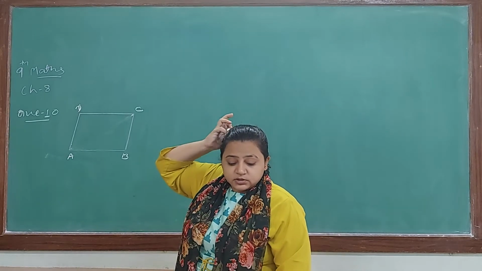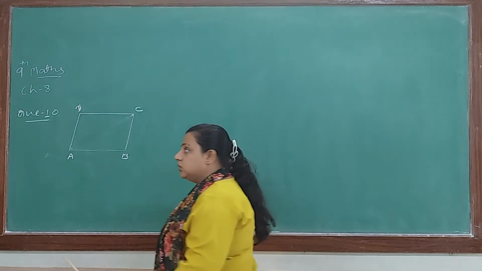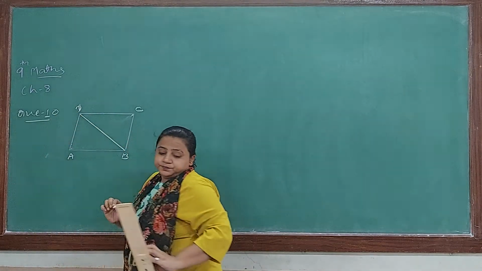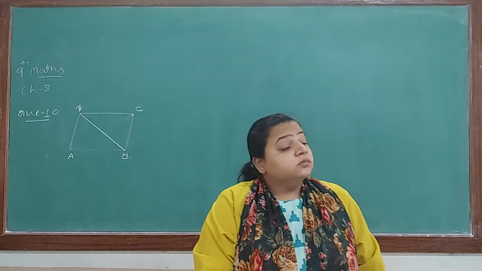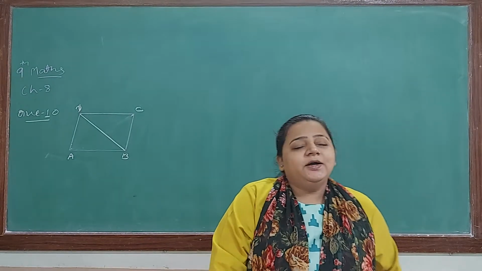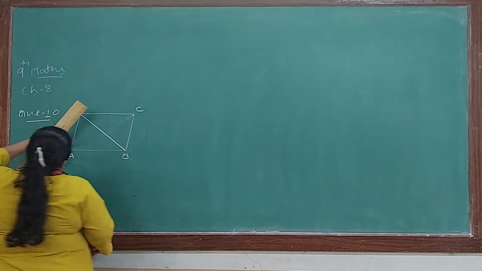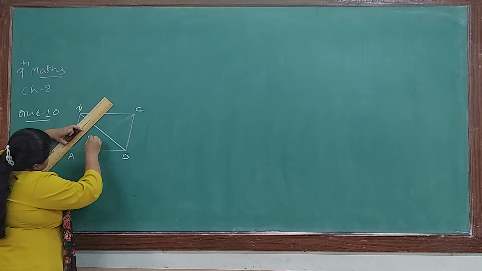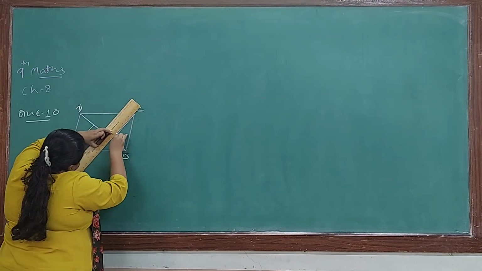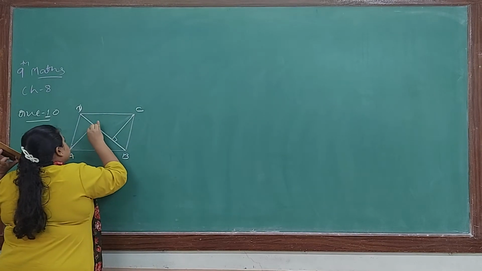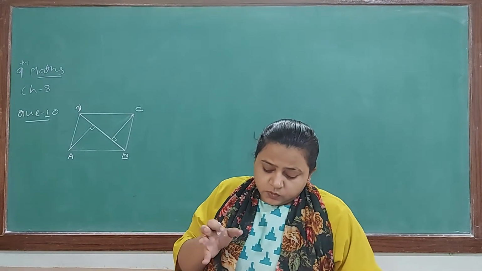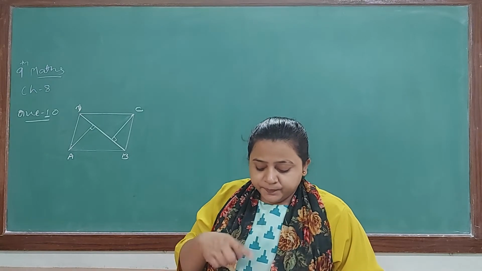DB is a diagonal, right? Then AP and CQ are perpendicular from the vertices A and C. Perpendicular, that is 90 degrees. Then vertices A and C on diagonal BD.